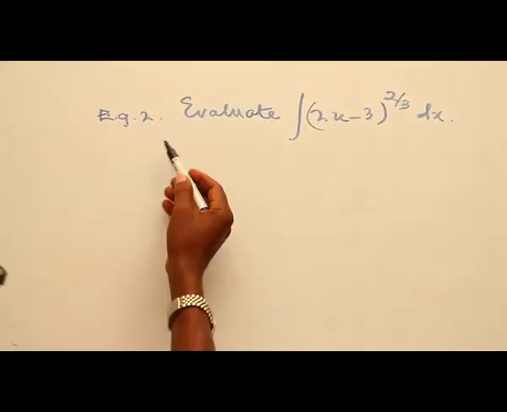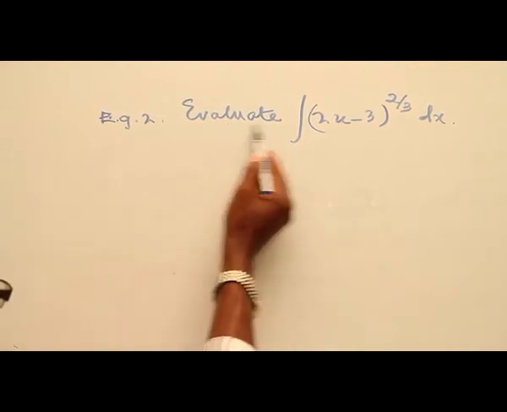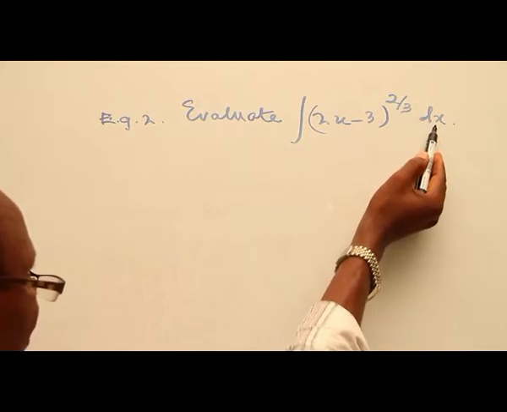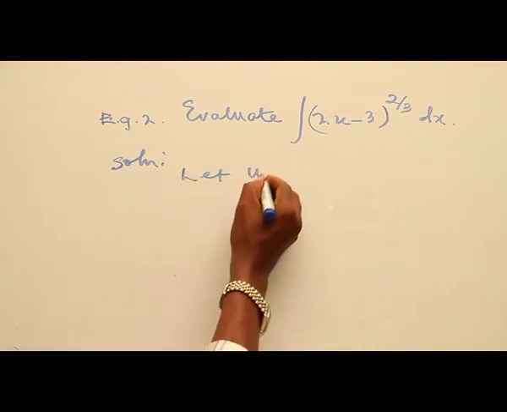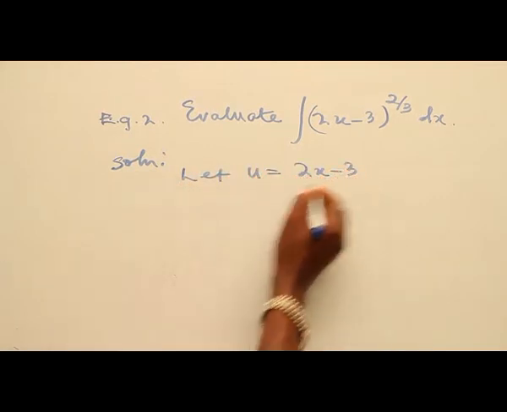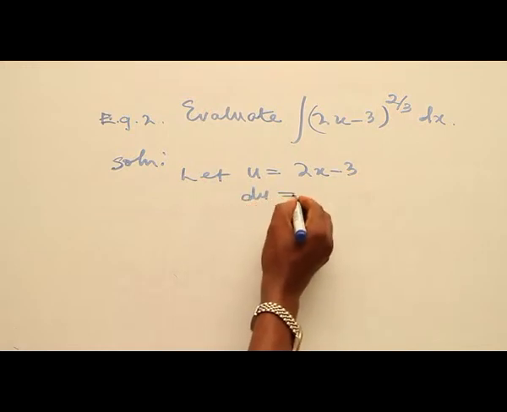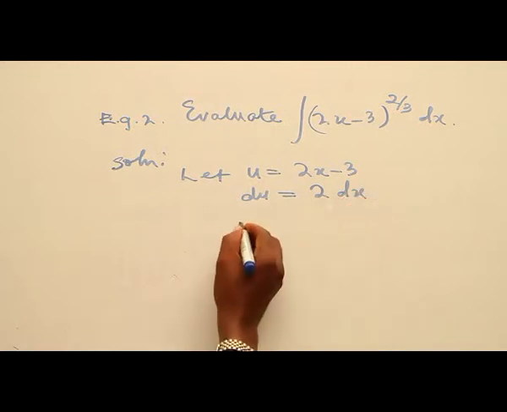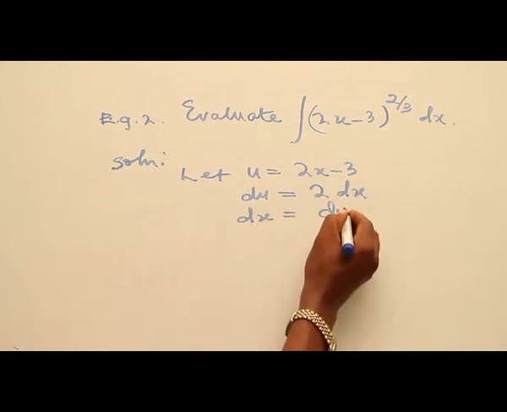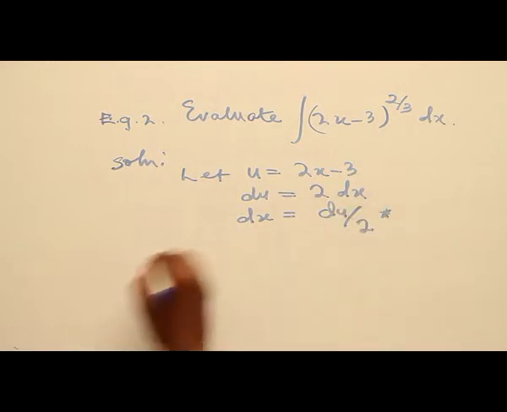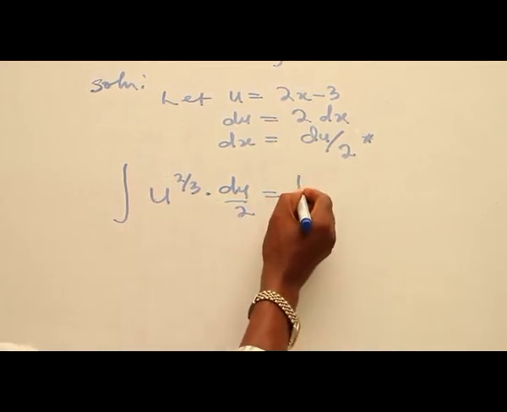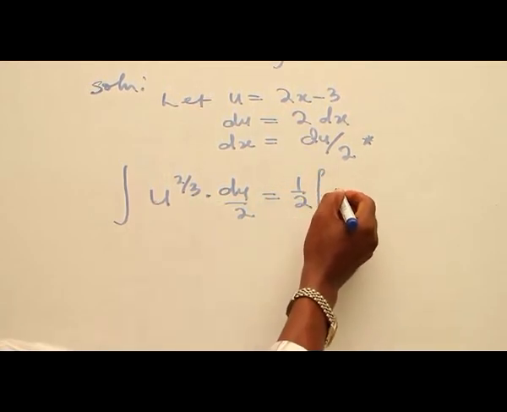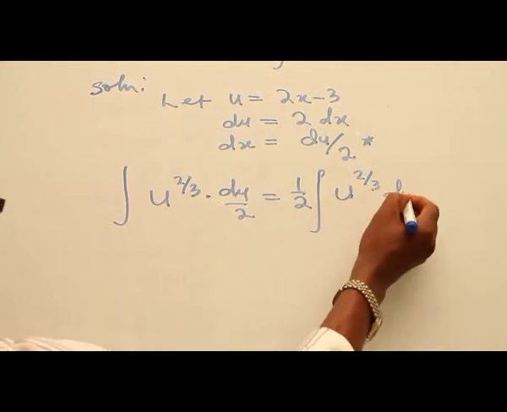Under the same change of variable, let us look at another example. Evaluate (2s minus 3) all to the power 2 over 3 dx. Our solution, again: let u be equal to 2s minus 3, so that du is equal to 2 times ds. Therefore, ds is equal to du all over 2. Now, it means we have u raised to power 2 all over 3, du all over 2. So that will be equal to half the integration of u raised to power 2 all over 3 du.